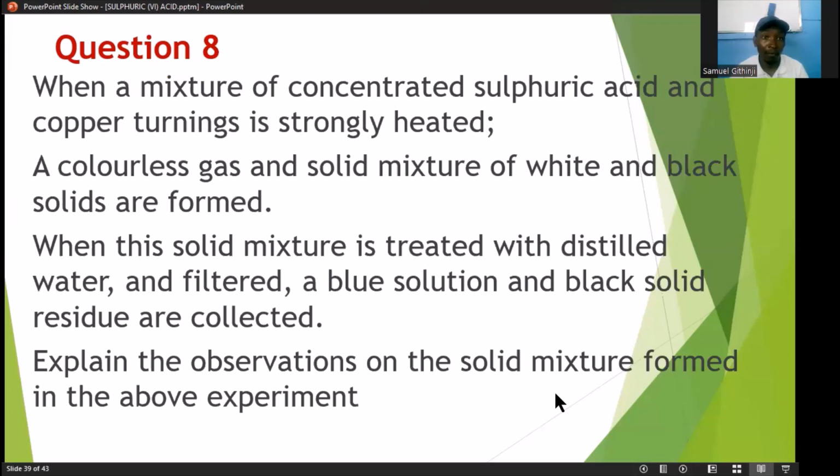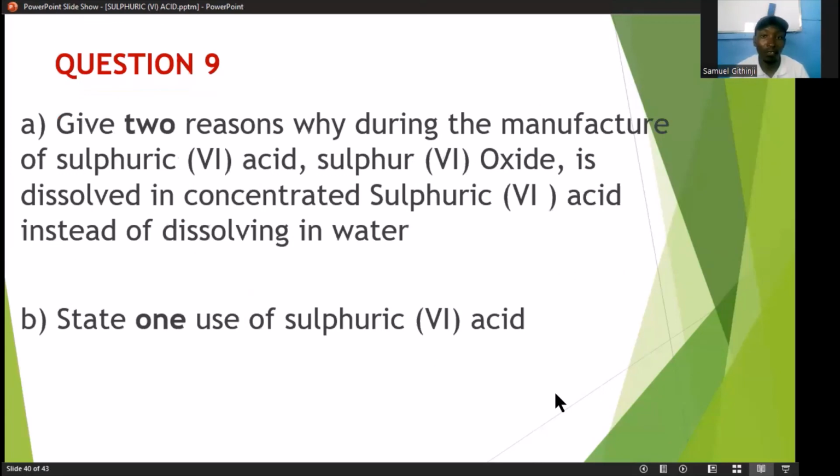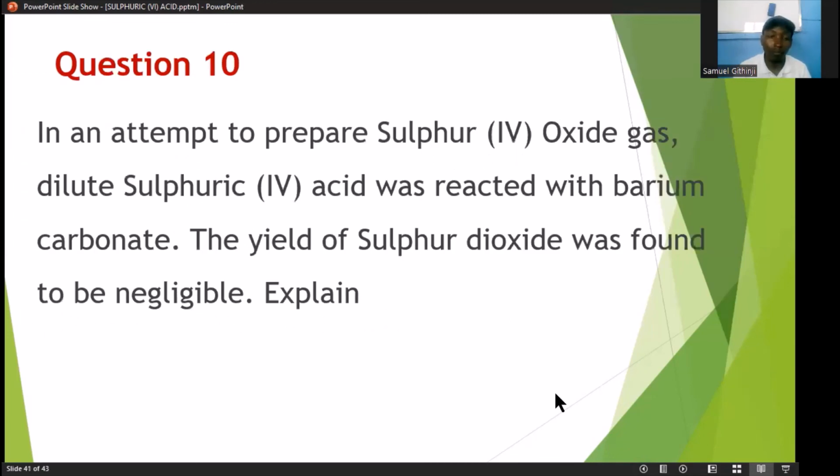Question number 8, a bit long, a lot of literature. When a mixture of concentrated sulfuric 6 acid and copper is heated strongly, a colorless gas is obtained and a solid mixture, white and black solids, is formed. Okay, when this solid is treated with distilled water and filtered, a blue solution forms. Following that, you explain the observations that are made. Give 2 reasons why sulfuric 6 acid is not dissolved in water directly. That one we said even in the discussion. 1 use of sulfuric 6 acid.